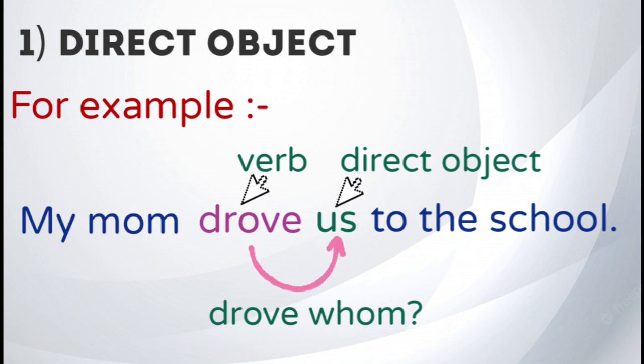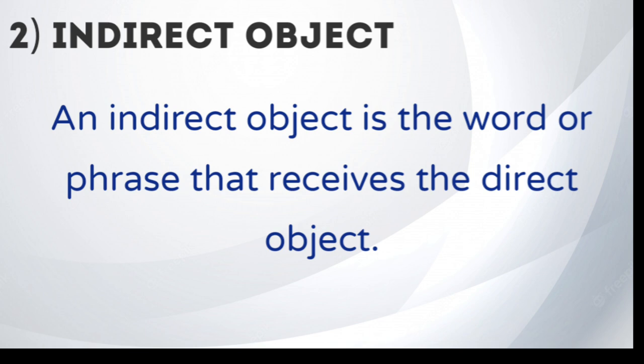Okay, second example. My mom drove us to the school. Here, drove is a verb. If you ask the question, drove whom? You will get the answer us. So us is the direct object here. I hope you have understood what is a direct object.